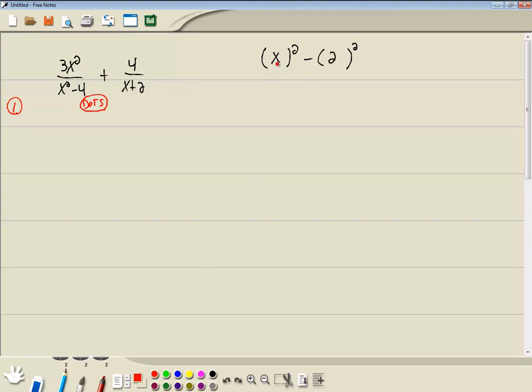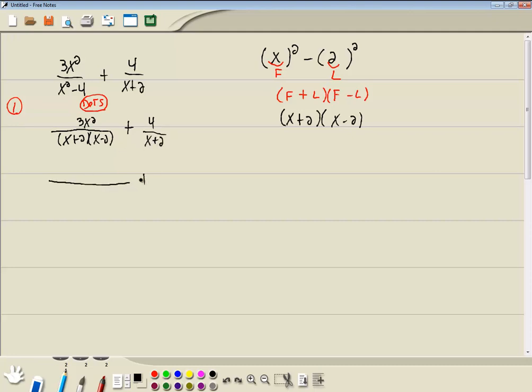Now, this is just a formula. I'm going to label what's inside the first set of parentheses as F for first. I'll label what's inside the last set of parentheses as L for last. And our formula says F plus L times F minus L. So wherever we have an F in our formula, we'll plug in x, and everywhere we have an L, we'll plug in 2. So we got x plus 2 times x minus 2. Okay. So we're going to have 3x squared over x plus 2, x minus 2, and this is 4 over x plus 2.